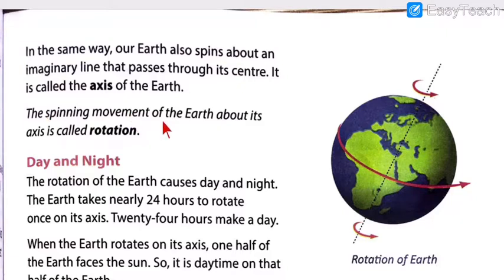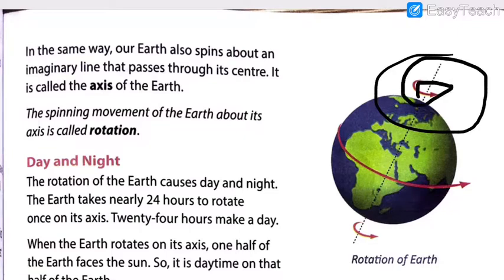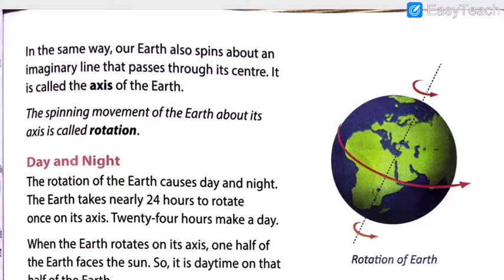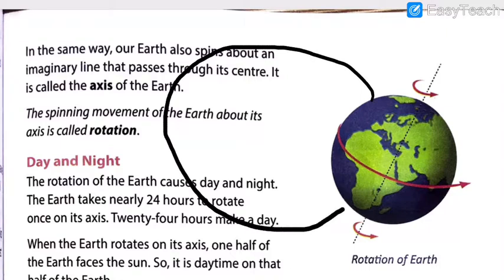The spinning movement of the earth about its axis is called rotation. So basically I explained to you that when the earth moves round and round at the same point, that is called rotation. Yes, earth even moves from one place around the sun and comes back to the same place. So this also happens.